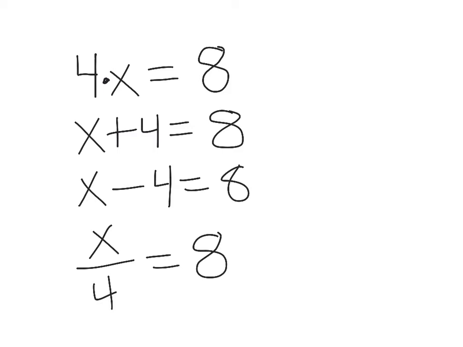Last week, we learned what to do to undo each type of operation. So if you're dealing with multiplication, like 4 times x, then you divide both sides by 4. So you do 8 divided by 4. If you're dealing with addition, you undo it by subtraction. You subtract 4. If you're dealing with subtraction, you undo it with addition. And if you're dealing with division, you undo it with multiplication.